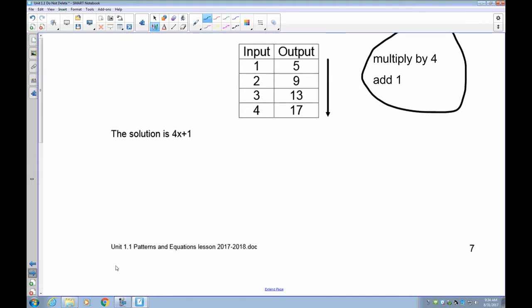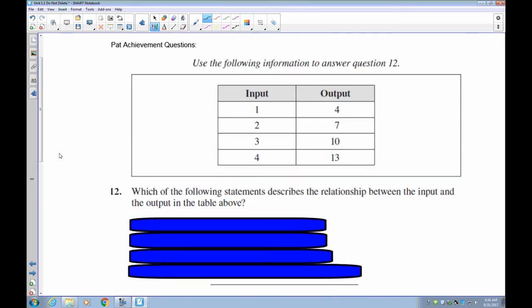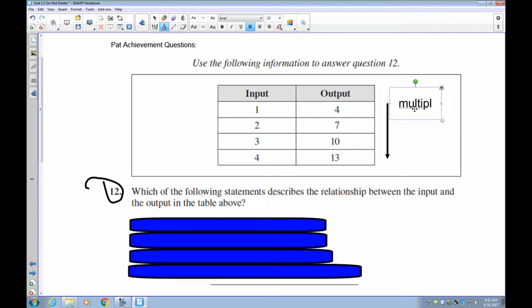All right. So these are achievement test questions. And here is a question that you would get on your provincial achievement test in June. It says here, use the following information to answer question 12. And here's question 12 down here. So here we go. Input 1, 2, 3, 4. Output 4, 7, 10, 13. Okay, so what's happening here? All right, we're going up by 3's. So that means you're going to multiply by 3, because we're going up by 3. Now, 1 times 3 is 3.